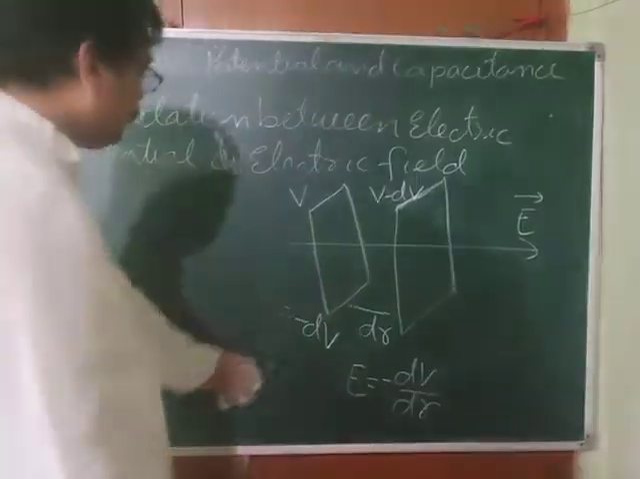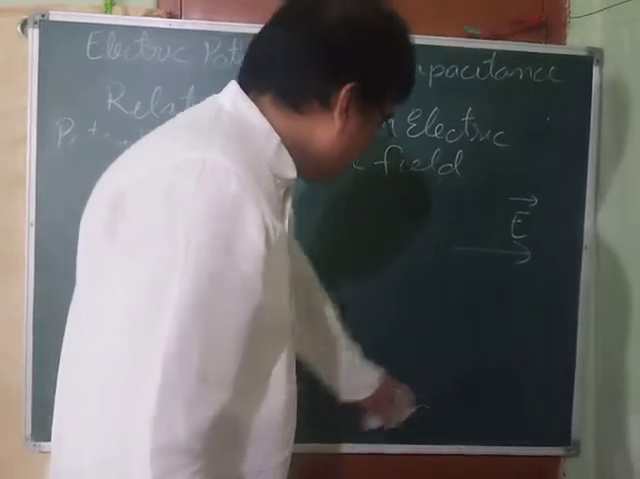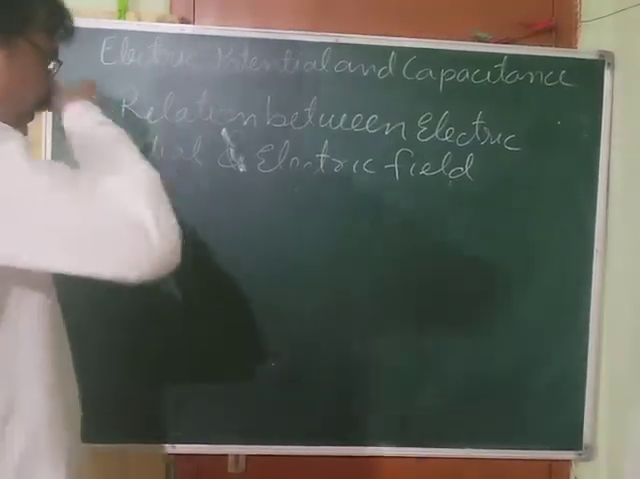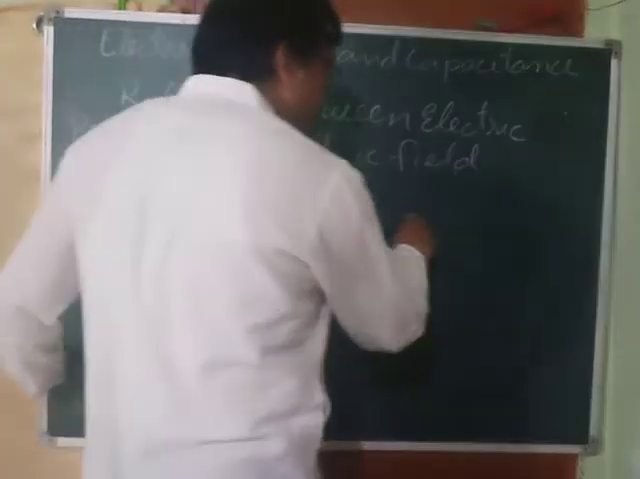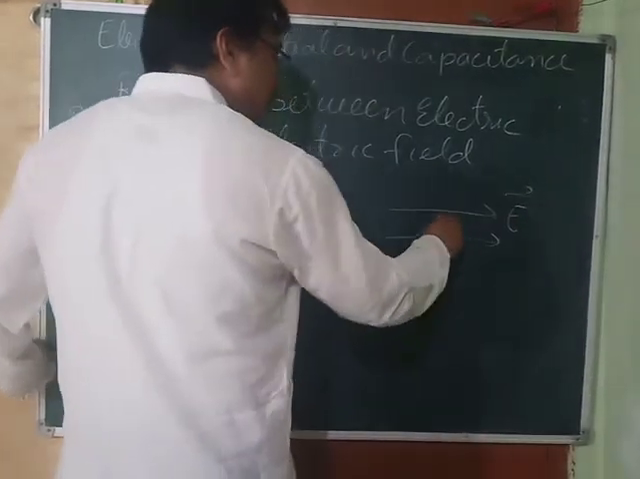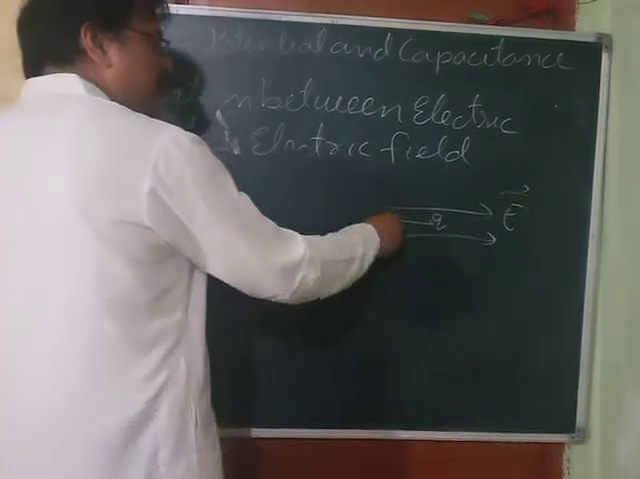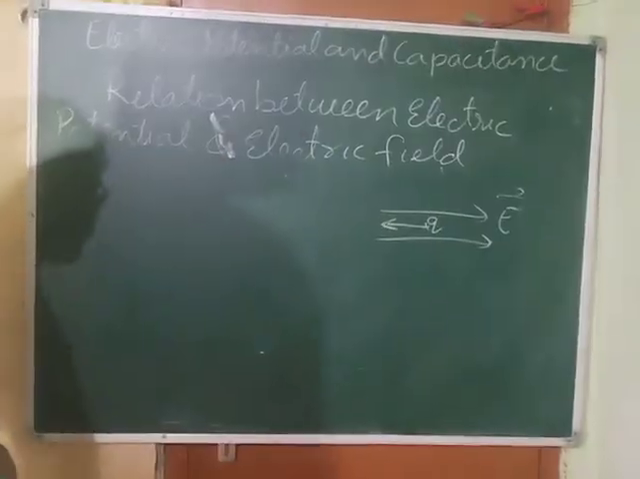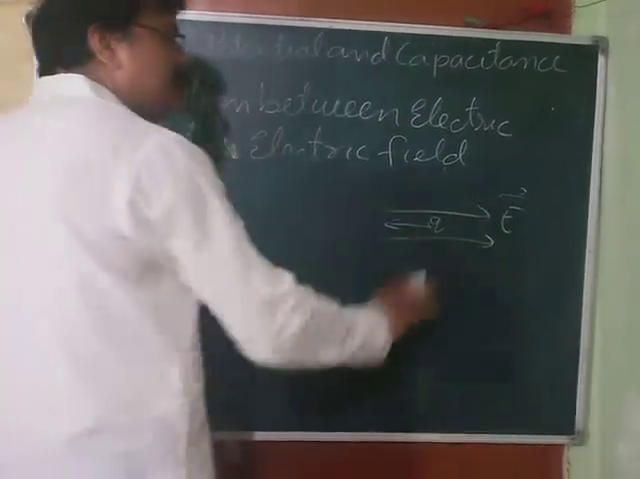See, suppose we know very well one thing. What is the relation between electric field and a force? Suppose you want to take a charge. Suppose a positive charge you are keeping in an electric field E. Here Q charge is there. So obviously it will move with the electric field. And suppose you want to take it in the backward direction. So what you have to do? You have to apply the force equal to the force applied by this electric field.